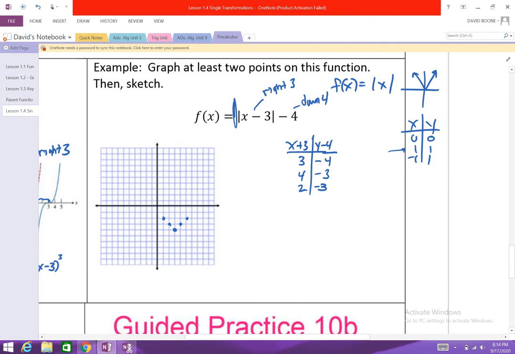So you can even double check to see if those points are on there. Is 3, -4 on there? 1, 2, 3. 1, 2, 3, 4. It's right there. Is 4, -3? Well, 4, -3 is right there. And 2, -3 is right there. You can do more points and see that it works. And here's our sketch of that graph.